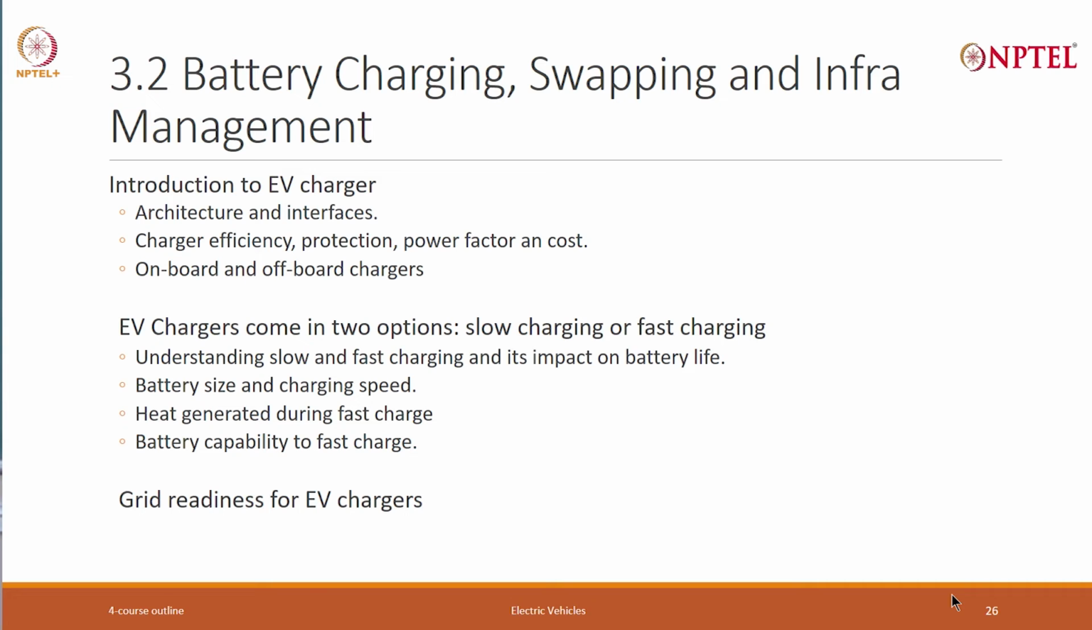In the second part of course 3, we will talk about battery charging, swapping and infra management. Introduction to EV charger, architecture and interfaces, charger efficiency, protection, power factor and costs. We will introduce what is called onboard charger and off-board chargers. And we will introduce two options, slow charging and fast charging.